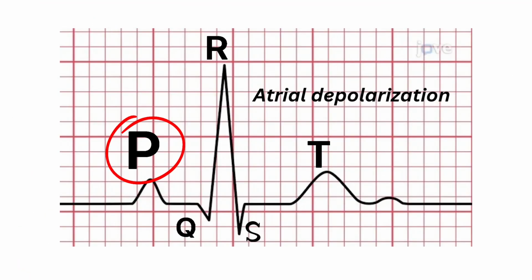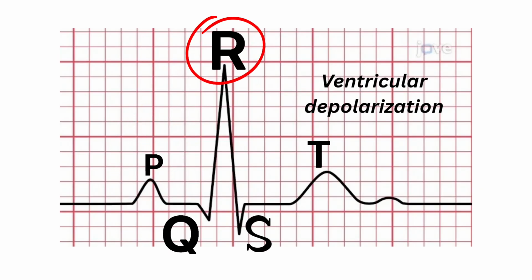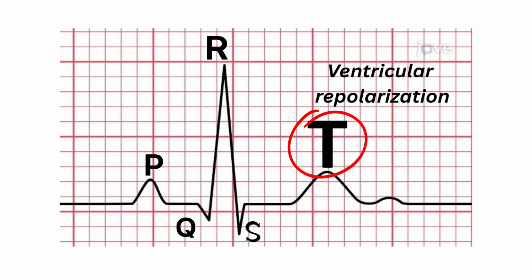First, let's understand what we're looking at. The ECG is simply recording the electrical activity of the heart. The P wave shows atrial depolarization. The QRS complex shows ventricular depolarization. The T wave shows ventricular repolarization. That's all you need to remember for now.